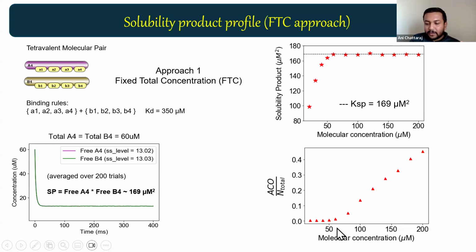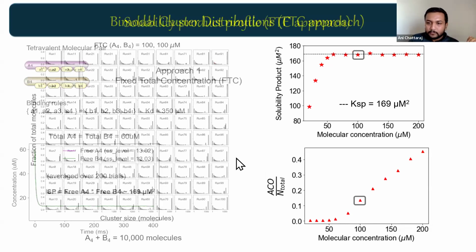But then we hit some kind of a threshold. Beyond that point, the clusters start to grow. That's why the ACO is growing up. But in that regime, the solubility product no longer changes. Okay, so this is our way to model this sort of phase transition boundary here, because here we have a phase transition boundary below which the system shows some kind of behavior, and beyond that point the system shows a different kind of behavior. So there is some kind of phase transition there.